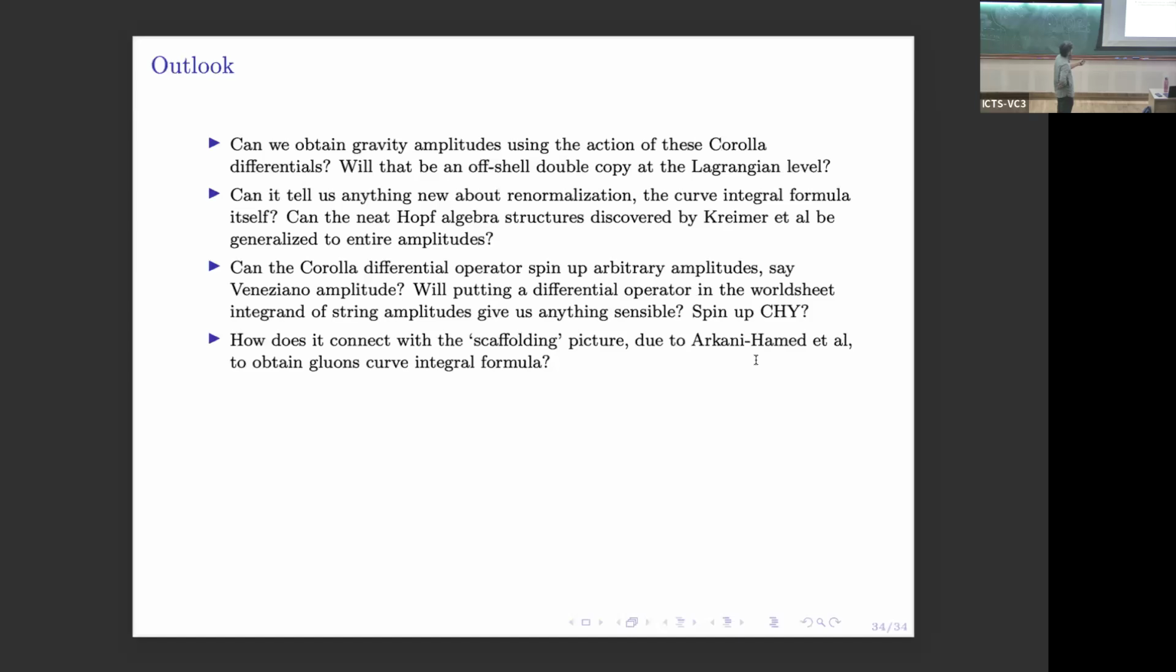Or can the Corolla differential operator spin up arbitrary amplitudes, say the Veneziano amplitude? So if I take a string amplitude, the worldsheet integral, and in the integrand I put a differential operator, can I engineer a differential operator in such a way that I get maybe the gluon string amplitude? I don't know the answers to those, but these seem good to me. And how does it connect to the other works that are being done in a similar area? So that's all. Thank you. Thank you for your attention.